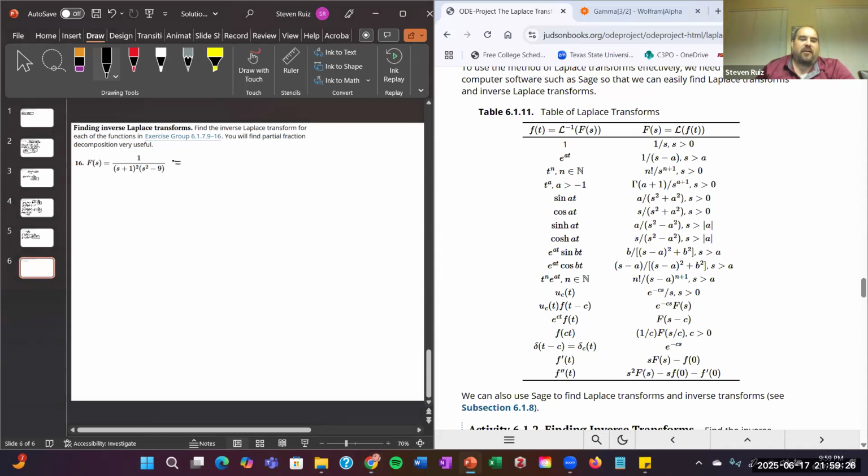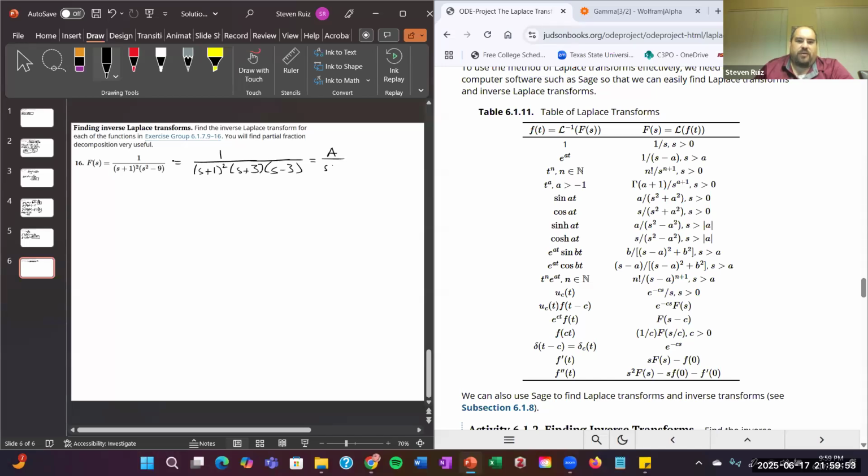What's my skeleton going to look like? Well, first I think I can keep factoring. So 1 over (s plus 1) squared times (s plus 3) times (s minus 3). And then how's that going to break down? It's going to break down into, I think, 4 factors.